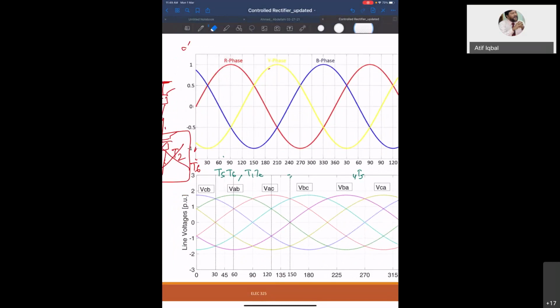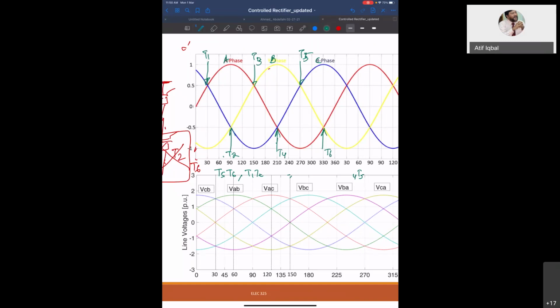Okay, repeating the same thing. This is my phase A, phase B, phase C. This is my reference point for T1. This is my reference point for T2, sorry, this is not T2, this is T3. This is T5. Upper group T1, T3, T5. And this is my alpha equal to 0 for T2, T4, T6.